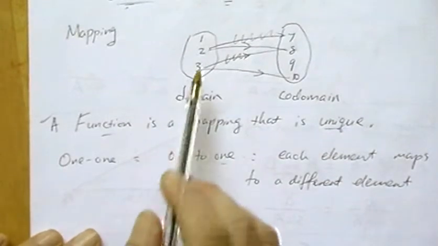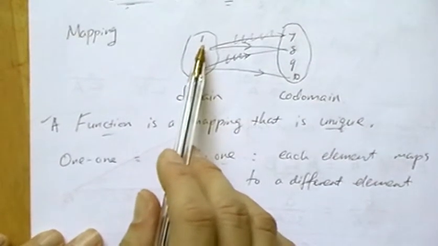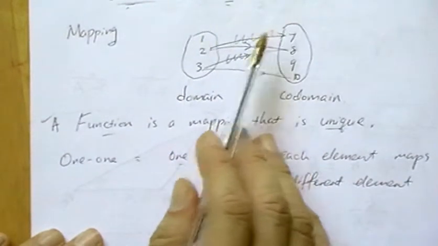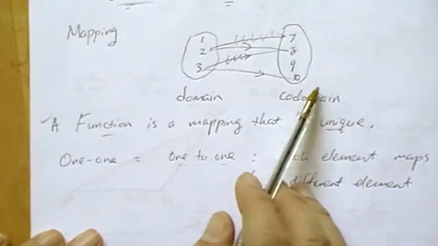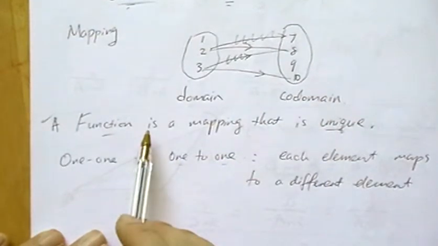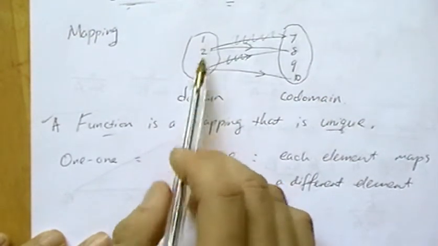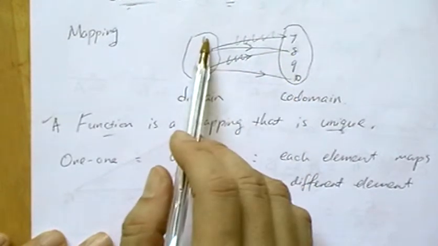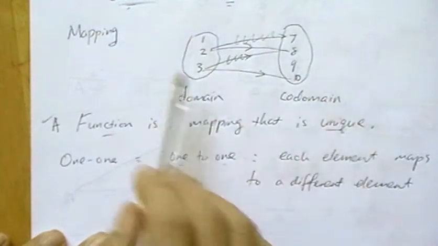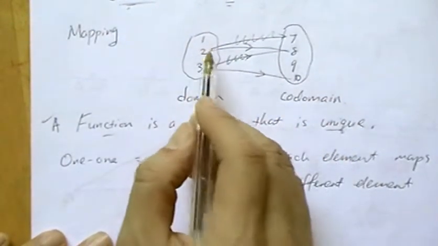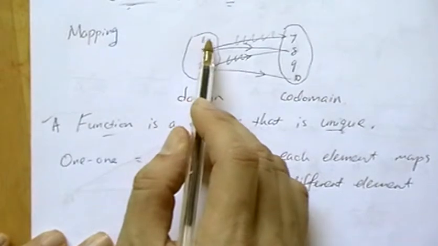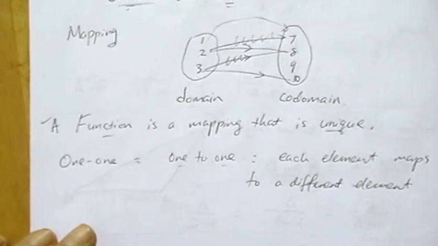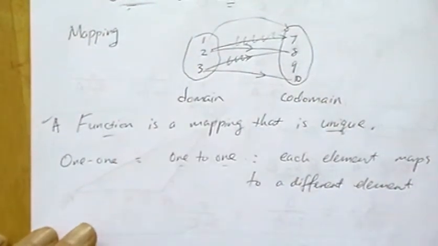And that is not allowed in a function. In a function, every element must be mapped onto something in the codomain. So that means that even as I've drawn it, let's say 2 mapped to 8, 3 mapped to 10, if I have forgotten about 1, then this mapping is still not a function. So I must map 1 onto maybe 7. Okay, then every one of these has a mapping.